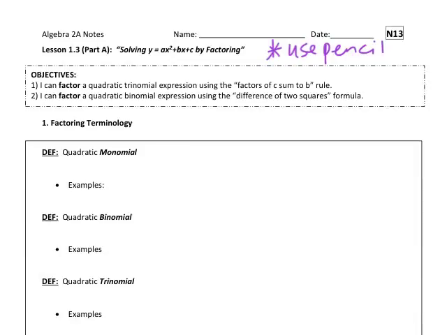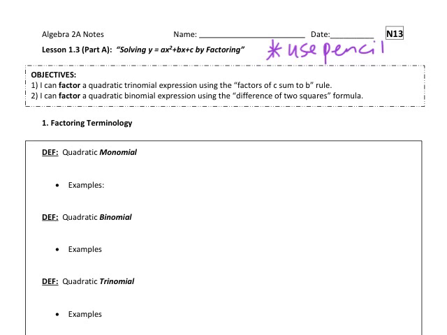This is the instructional video for lesson 1.3, which is solving by factoring. So we're going to try two different types of factoring. One type of factoring is going to be factoring using the rule factors of C sum to B. Okay, we've been talking about that in class. And then the other one is going to be the difference of two squares formula. We have tried that in class as well.